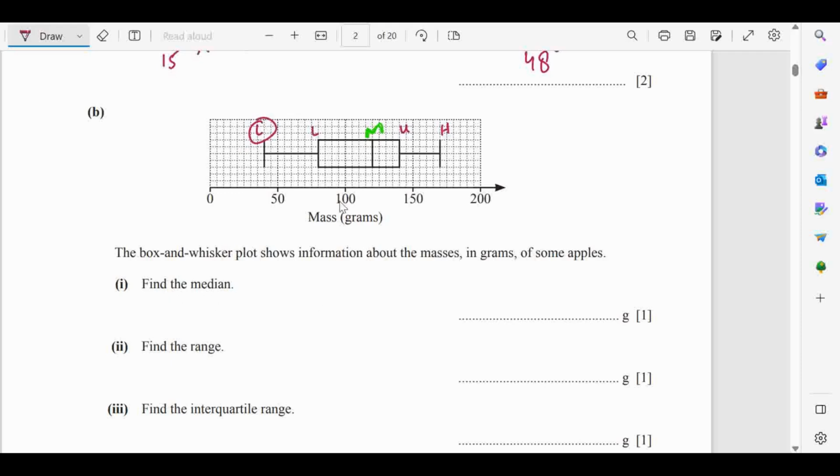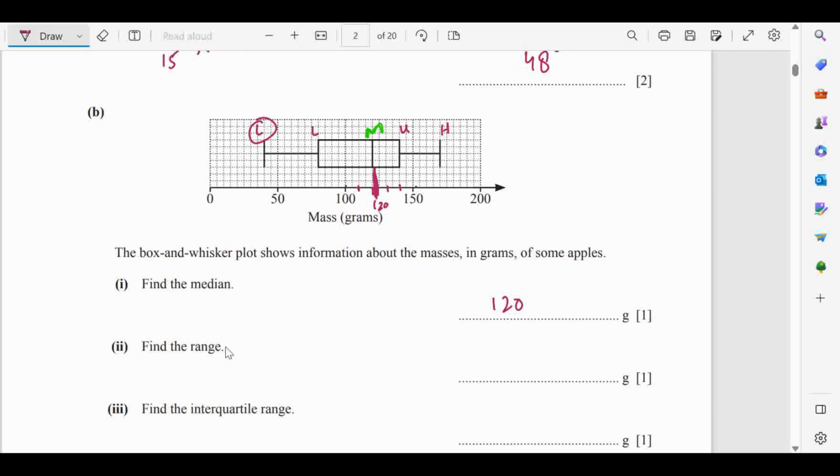Now for the median, this will be the median. Let's see that this scale is 100 to 150. So two boxes represent 10 units: 10, 20, 30, 40 and 50. So this will represent 120. So it means that 120 is the median. Let's move to the second part.